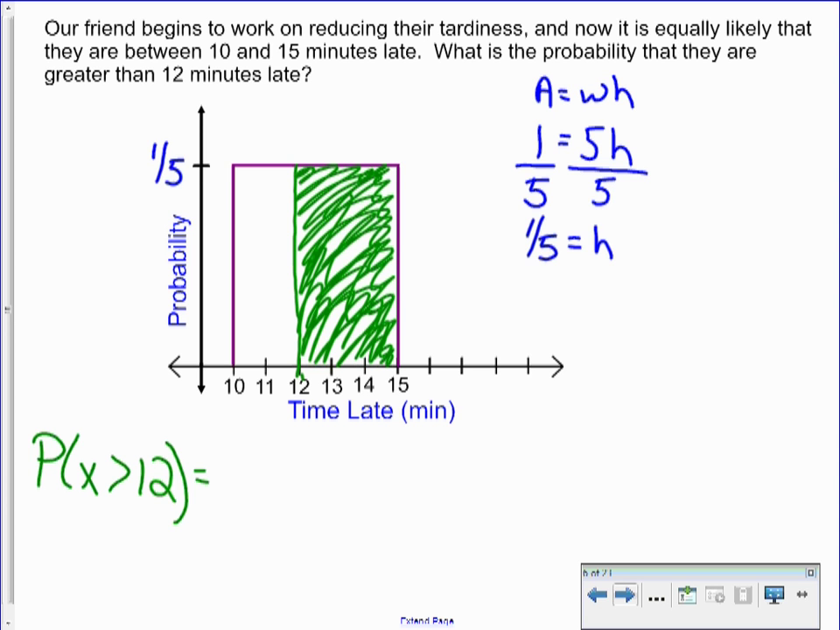Alright, so what is our width here? 12 to 15, so it's 3. What is our height? Multiply those together, of course. We get 3/5, 0.6, not 60%. Questions?